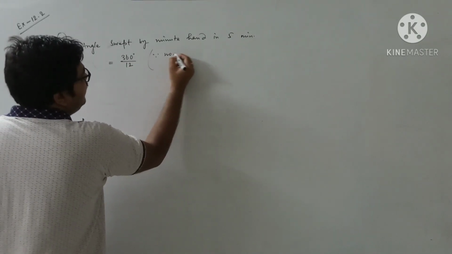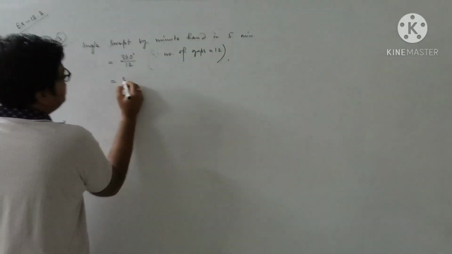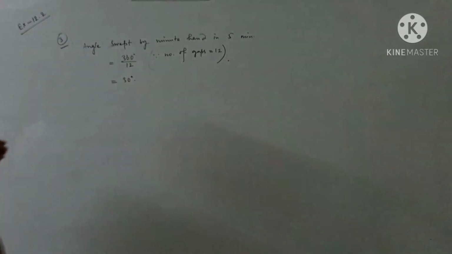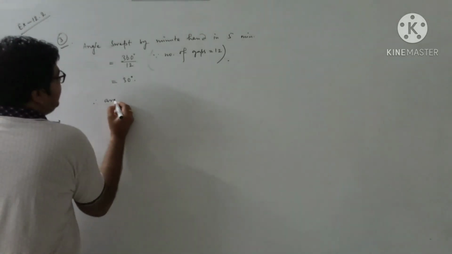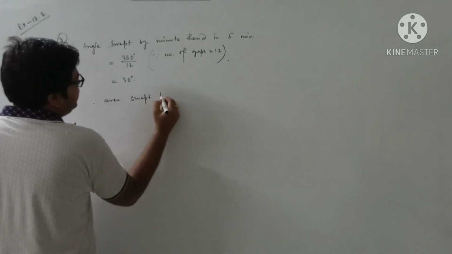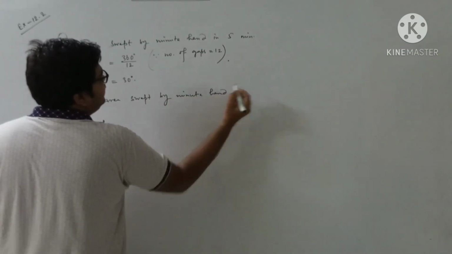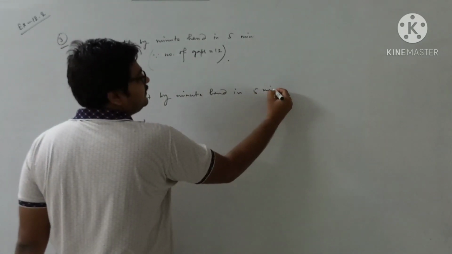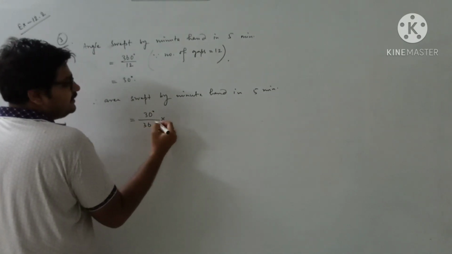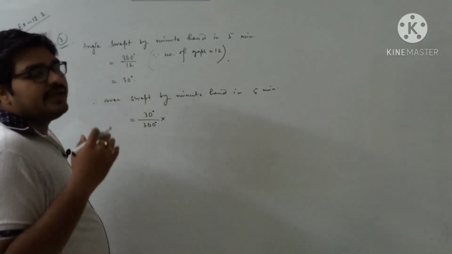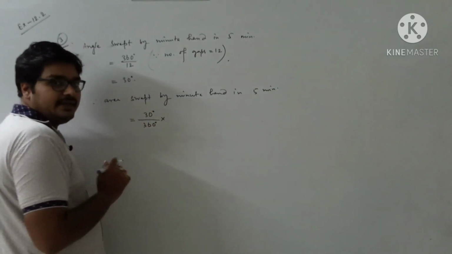Since the number of gaps is equal to 12, each gap angle we got is 30 degrees. Now what do I have to find out? The area swept by the minute hand in 5 minutes. What will it be? Central angle by 360 degrees. That's the angle made by the minute hand in those 5 minutes. So 30 degrees by 360 into pi r square.